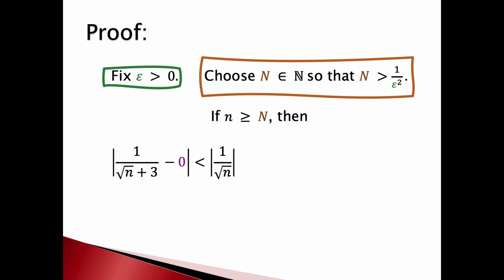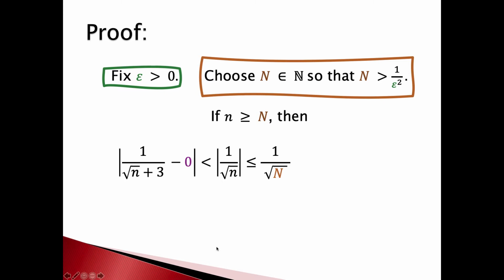Well, if I just drop that 3 in the denominator, it makes the whole fraction bigger. If I replace that little n with a capital N, it makes the whole fraction bigger. If I replace that capital N with 1 over epsilon squared, it makes the whole fraction bigger.